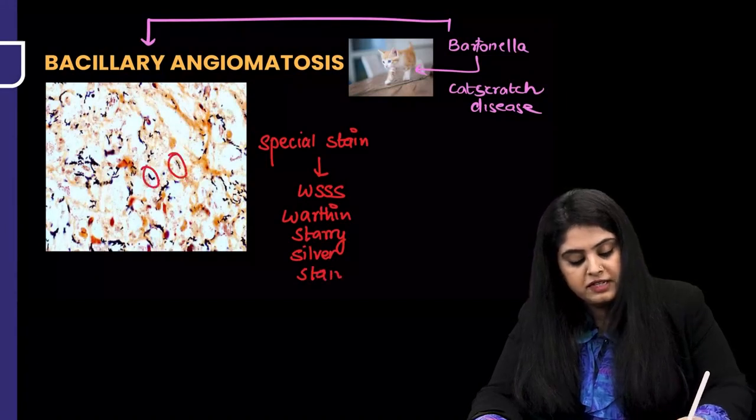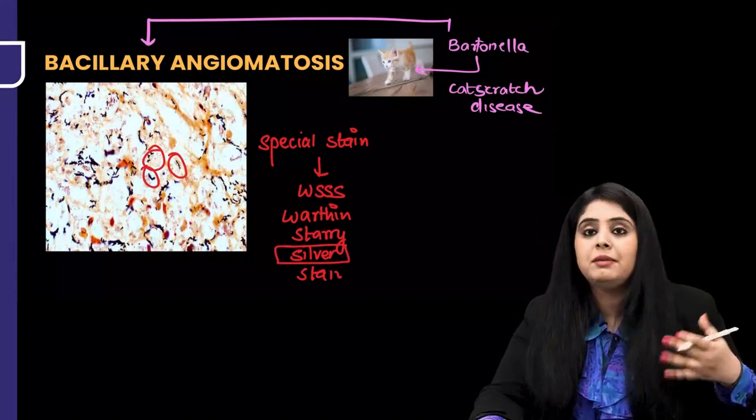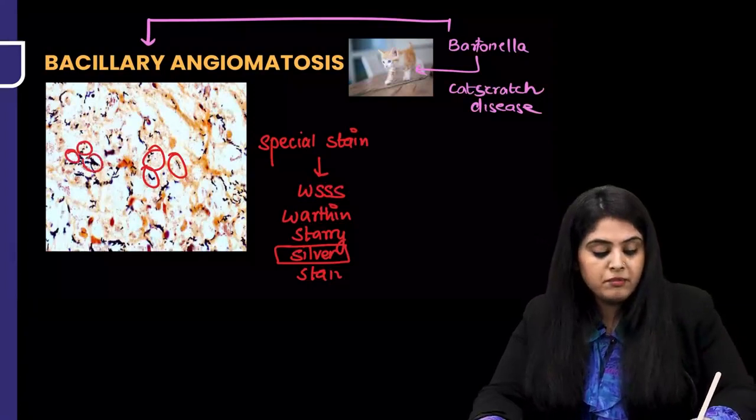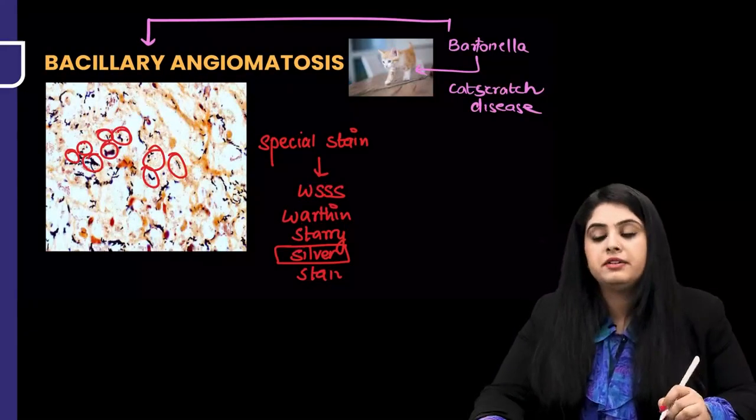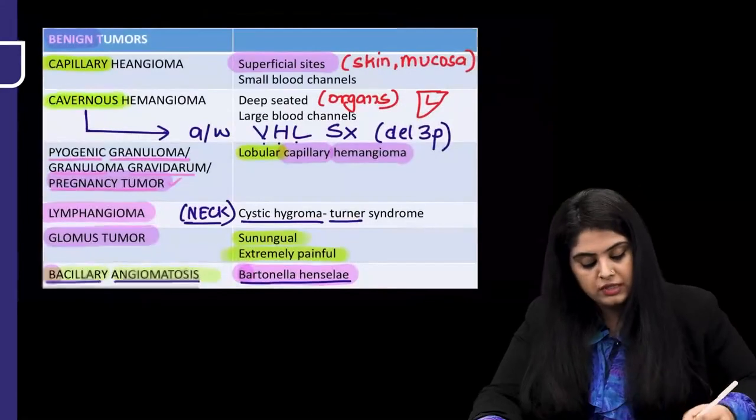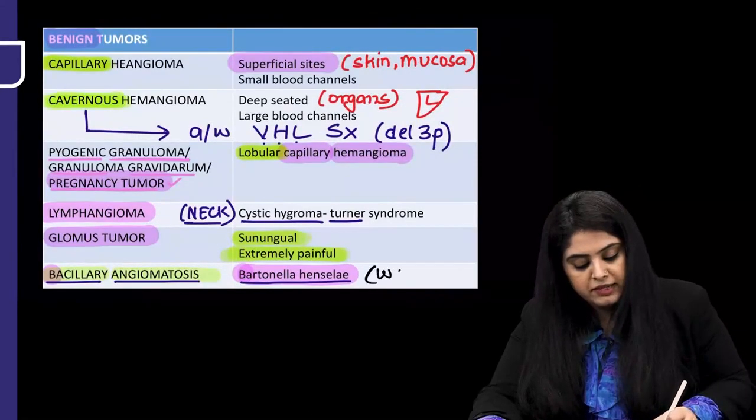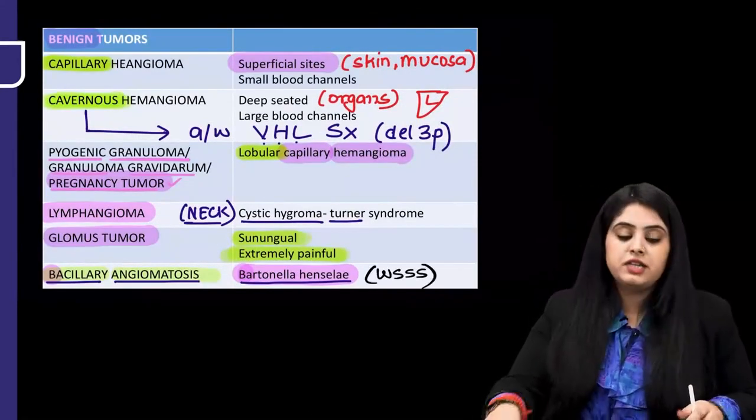So all these silver stains, whenever I use the word silver, it means black, black, black. So there's going to be a lot of black stuff over here. That is Bartonella henselae. So they could ask you a question. The special stain for Bartonella henselae is Warthin-Starry silver stain.